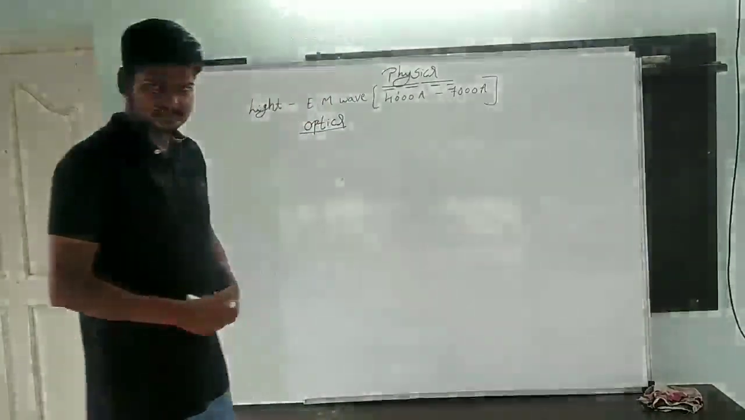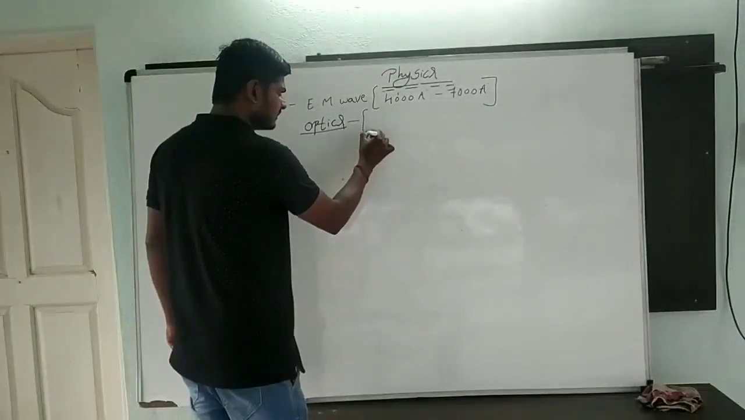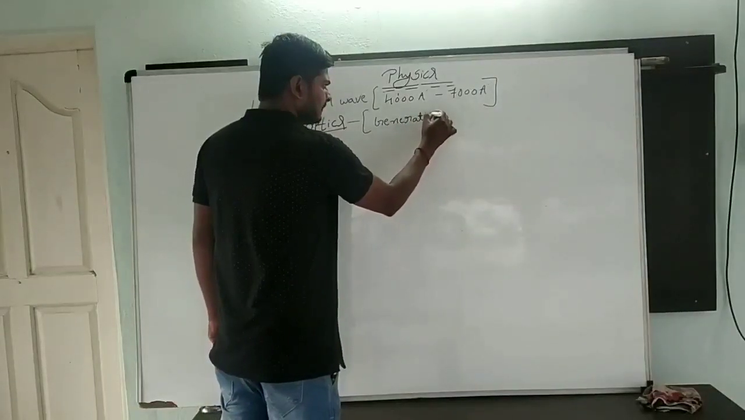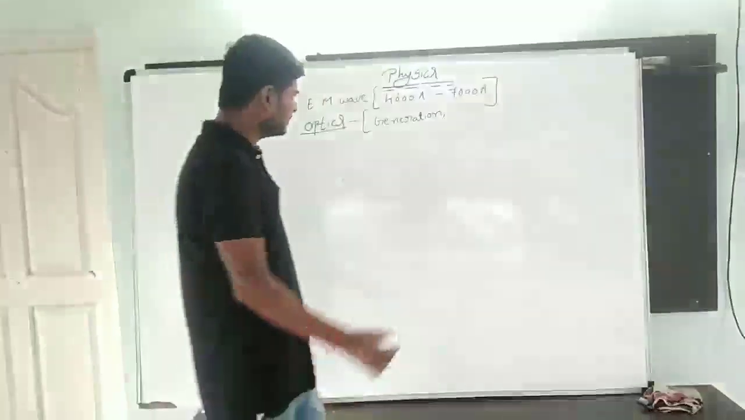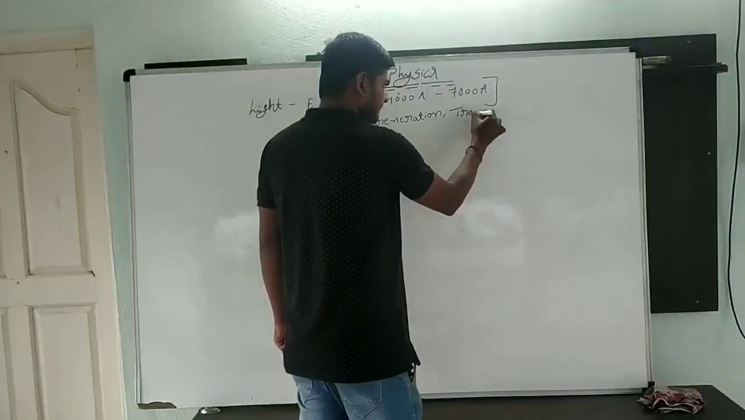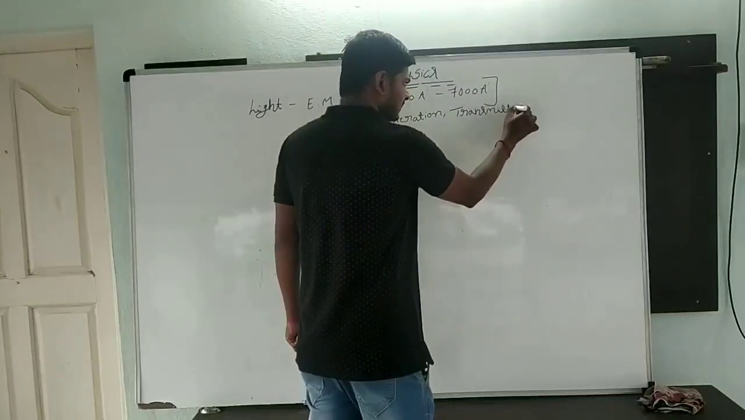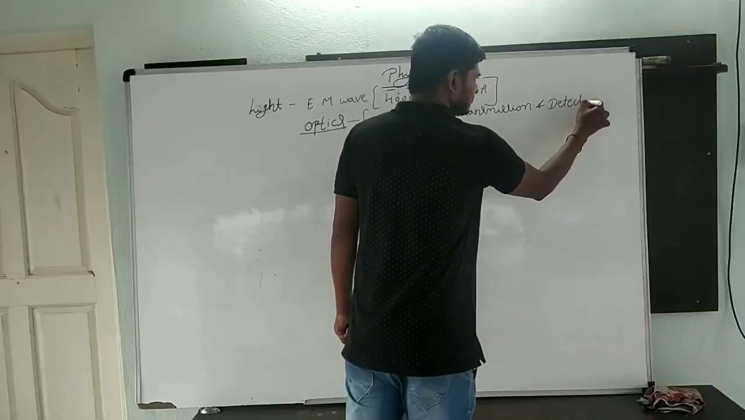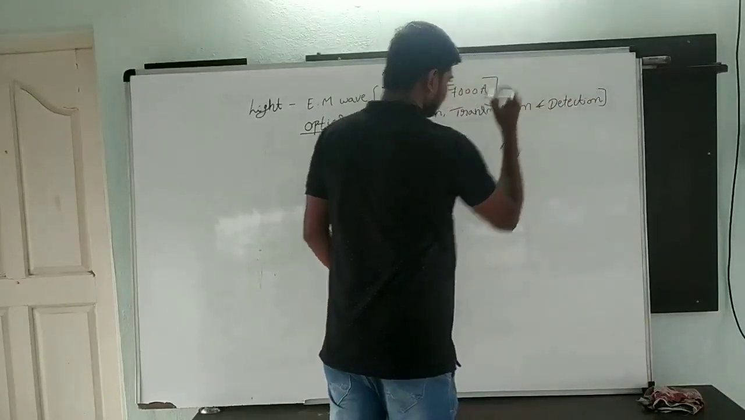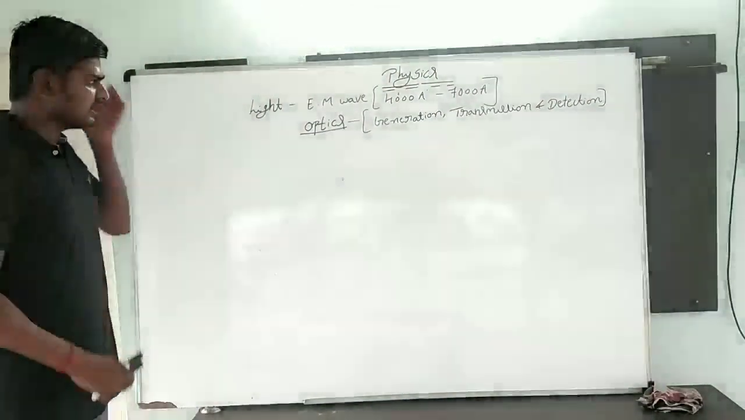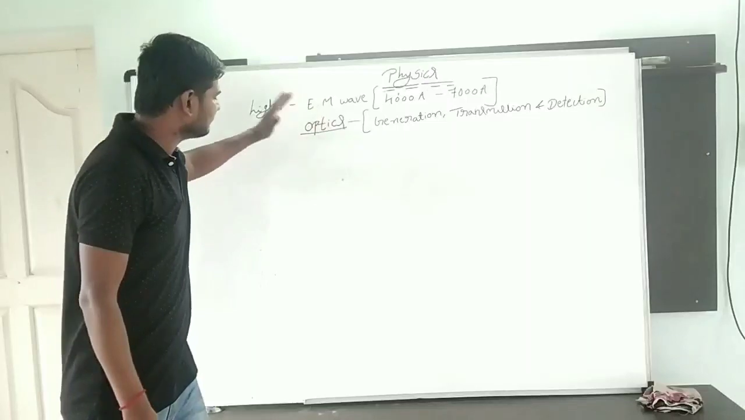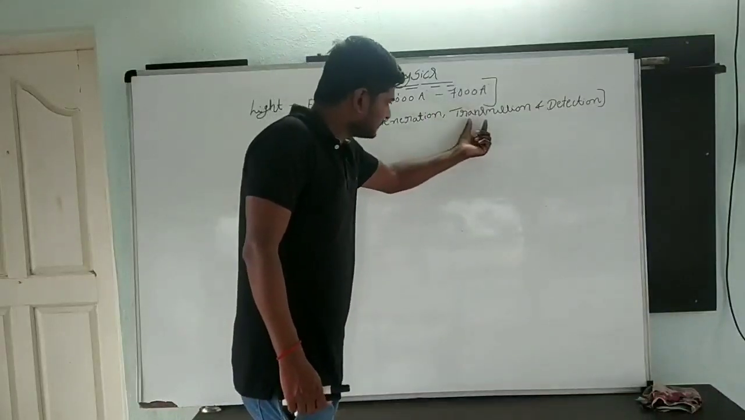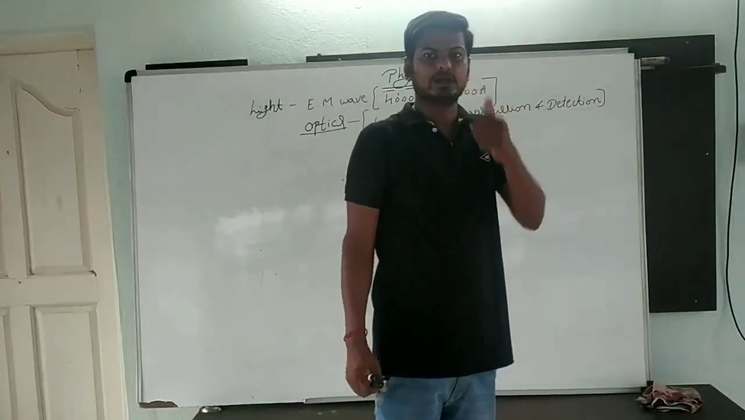It deals with the study of generation, propagation or transmission, and detection of light. Simple one. Optics is a branch of physics. As it is a branch of physics, it deals with the study of generation, propagation or transmission and detection of light. We are going to call it what?